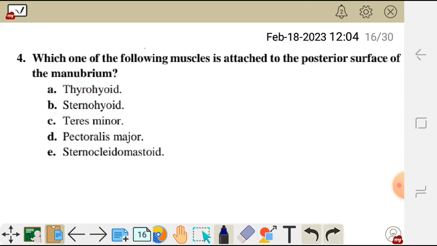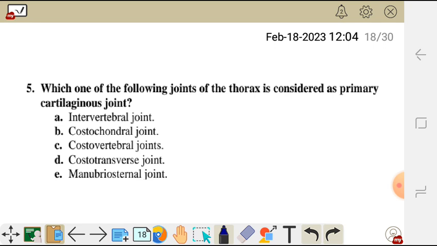We move on to question 5. Question 5 reads, which one of the following joints of the thorax is considered a primary cartilaginous joint? A, intervertebral joint, B, costochondral joint, C, costovertebral joint, D, costotransverse joint, and E, manubriosternal joint. So which one is considered to be a primary cartilaginous joint?